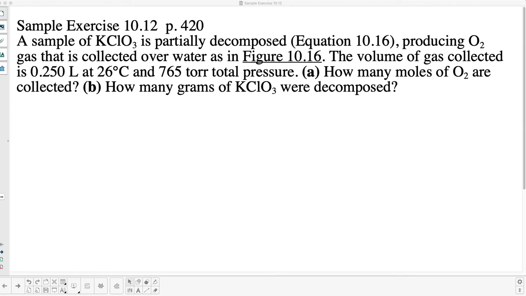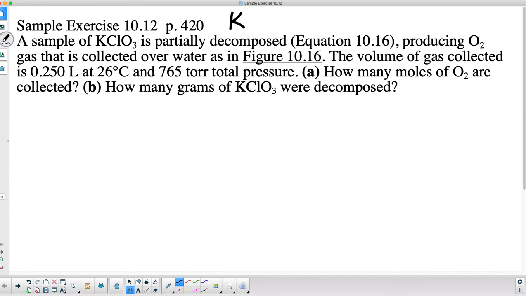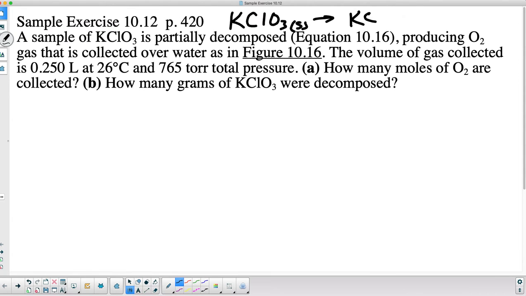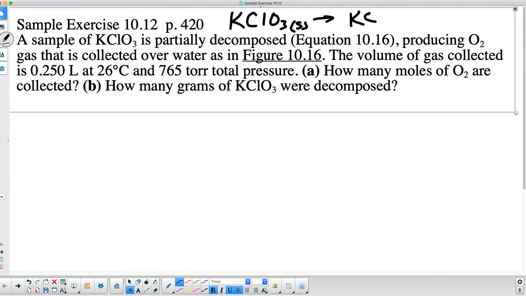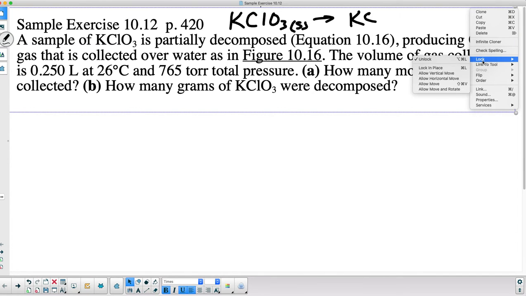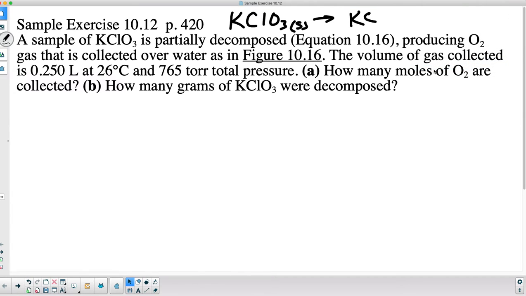The equation is 10.6, so let me just put that equation up here for you so you can see it. The equation is KClO3, that's a solid, and then KCl, that's also a solid, plus O2, and that's a gas. Let me lock that in so it doesn't move.